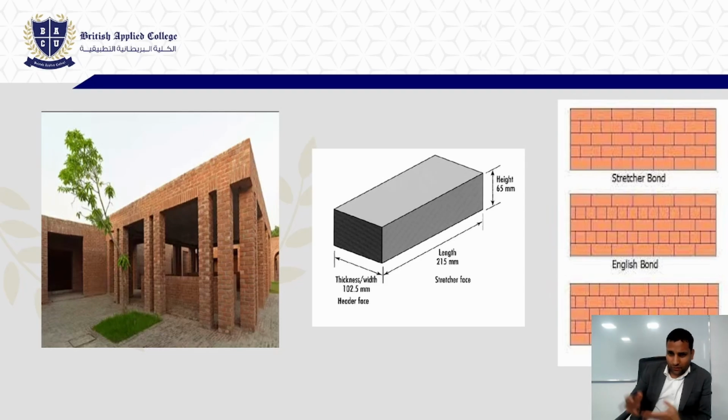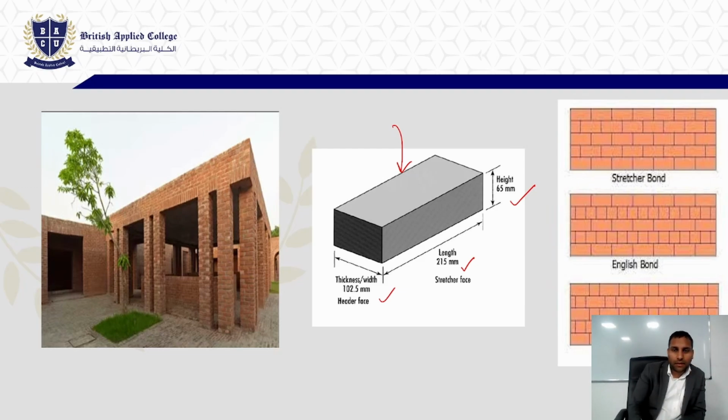Nowadays we are using the frame structure, so columns and beams are made up of concrete, and bricks are only used in the walls. This is one of the standard bricks: length is around 215 mm, thickness is around 102.5 mm, and height is around 65 mm. This brick standard will change. There are different sizes of bricks, and every country has its own nominal sizes.